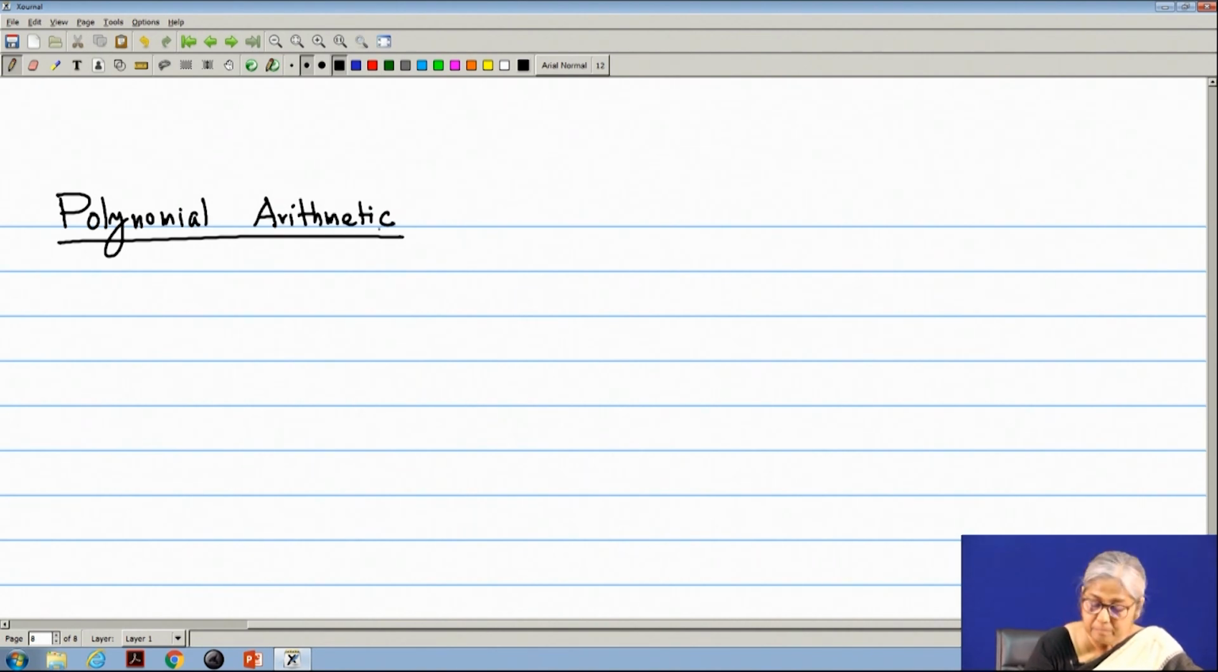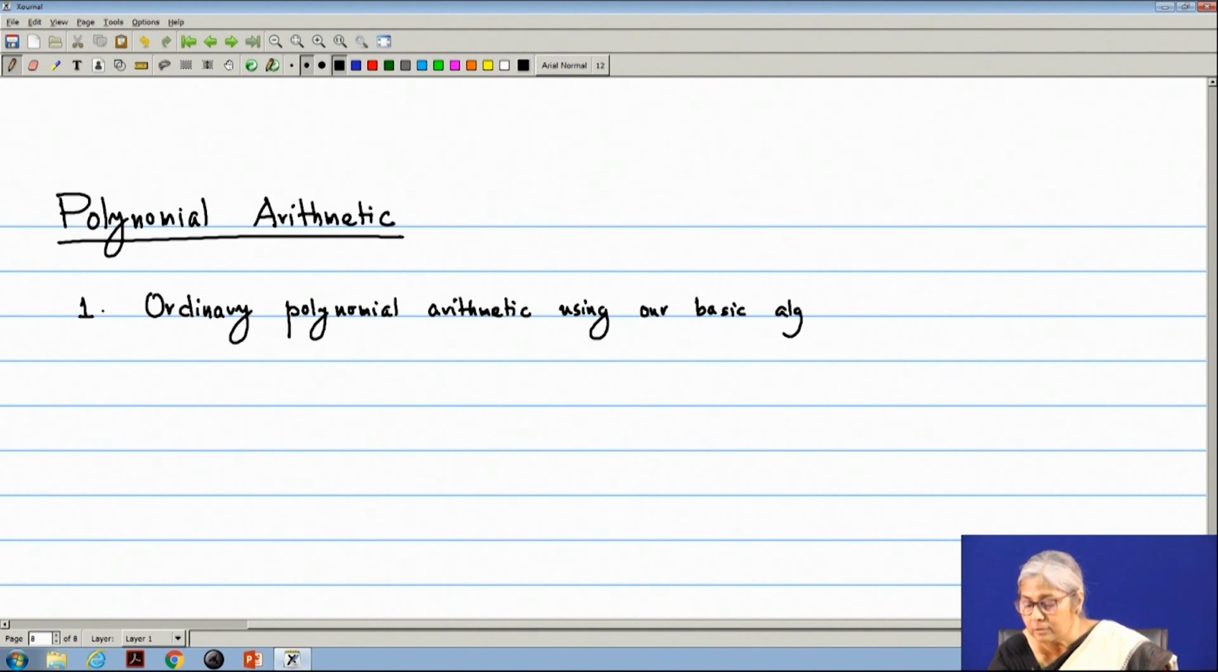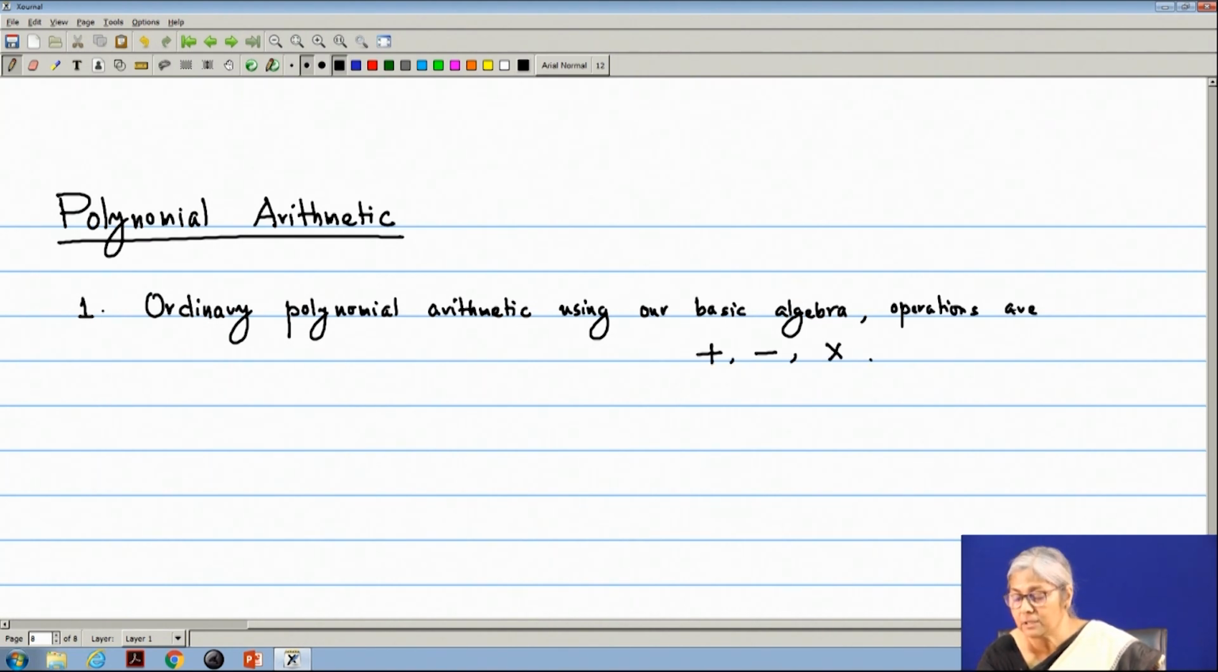Here in this polynomial arithmetic, any polynomial is taken as a variable. Now, mainly here we will be reading 3 things. One is normal polynomial arithmetic, or we call it the ordinary polynomial arithmetic using our basic algebra, and the operations concerned are our ordinary addition, subtraction, multiplication and division. These are the operations we will be seeing.